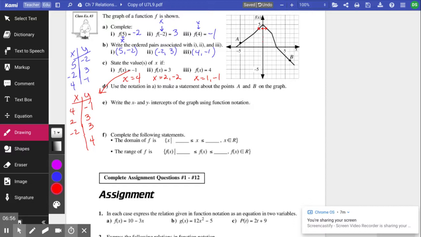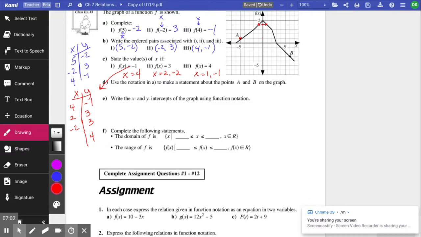Okay, it says use the notation in A to make statements about the points A and B. Okay, this point A is the point negative 5 and 1. If I want to put that into function notation, I would say f of negative 5, where the x goes, is equal to 1. And I can say the same thing about B. This point is 6, negative 3. Function notation would be f of 6 is equal to negative 3.